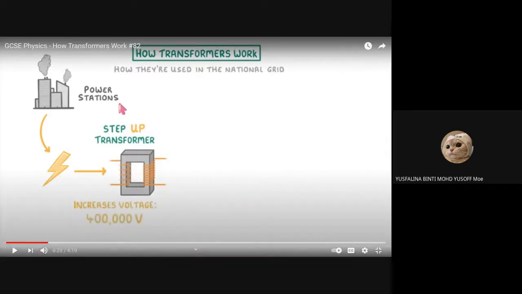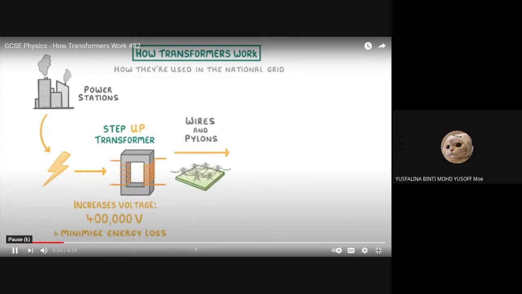So just now, remember I told you from the power plants, they have to increase the voltage up to 400,000 volts. So why is that? The purpose of this is to minimize energy losses as the electricity is sent across the country in a huge network of wires and pylons.